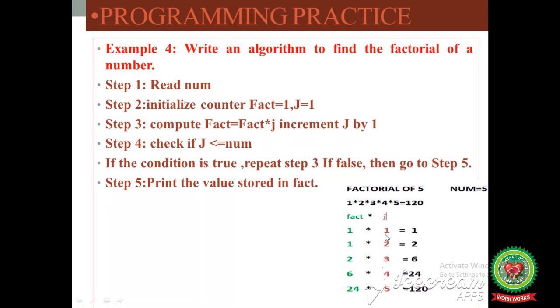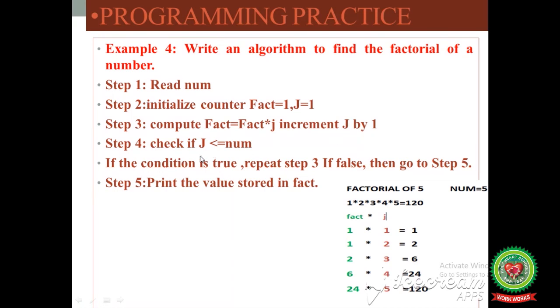Starting values of fact is 1 and j is equal to 1. Why j is equal to 1? Because factorial is started from 1. And fact is what? Your stored result. Like 1 multiply 1 is equal to 1. Now this result will be stored in fact. Now the value of fact is 1. And increment j by 1. Here we have to increase the value of j by 1. Now the value of j will be 2.